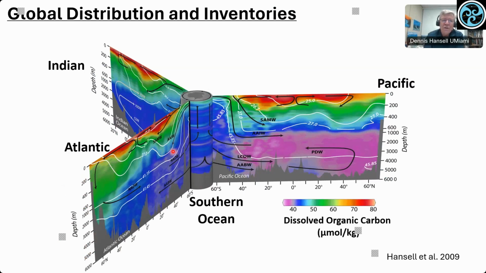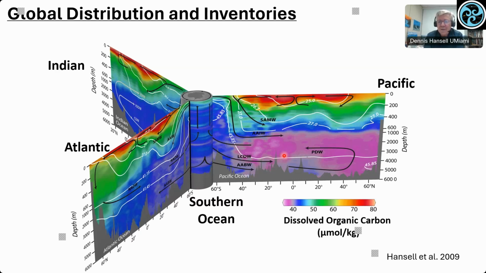And the white lines are just showing us some selected density isopycnals, and the black lines give us a general sense of overturning circulation in the system. And so again, we see all this accumulation at depth. We see high concentration at the surface, lower concentrations at depth.